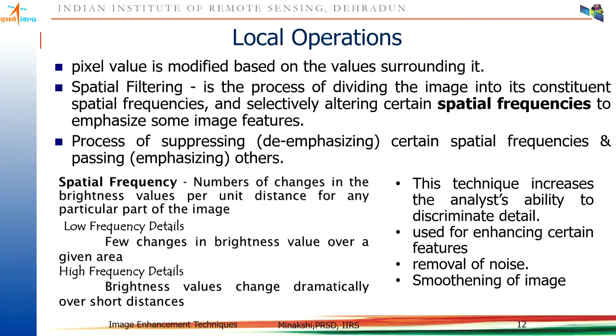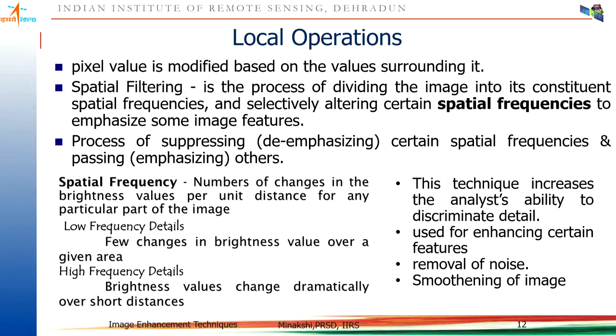So when I have an image, my image is made up of numbers. When the DN values are changing, going from one pixel to another, my DN value can remain the same. If the first pixel has a value 10, the second pixel also has a value 10, there is no change in DN value. So I say it has a spatial frequency of 0. There is no change in the DN value going from one pixel to another.